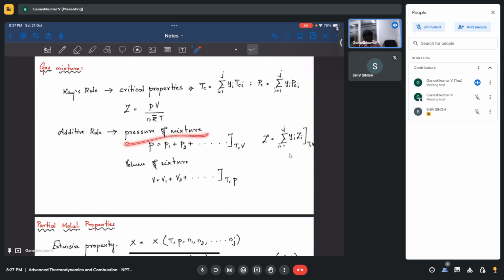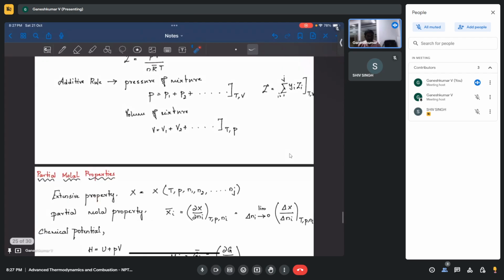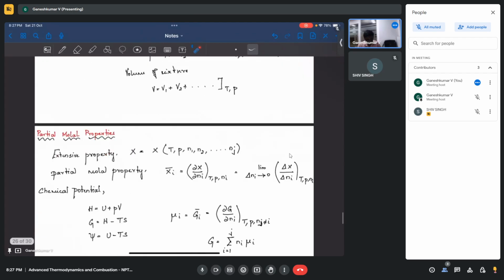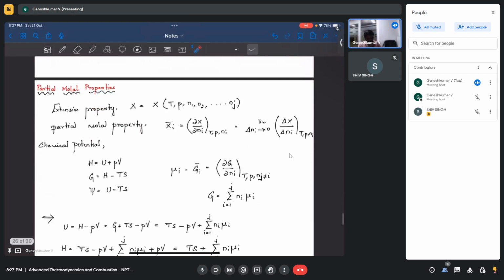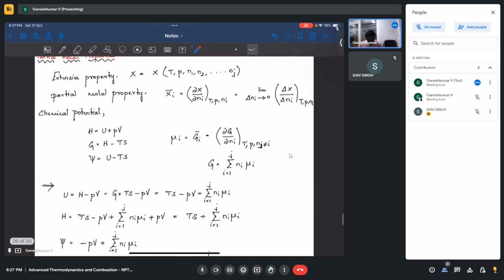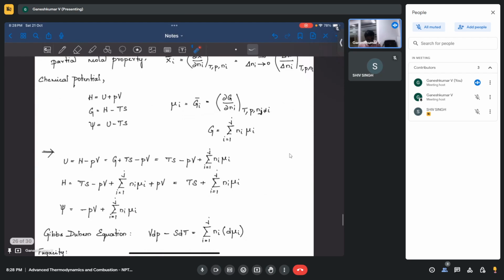Usually in partial pressure law we add the partial pressures of each and every component in the mixture, and we get the pressure of the gas. And so we define certain properties, partial molal properties. X can be any extensive property. If you want to define a partial molal property, you define it something like this. And then chemical potential we define as Gibbs free energy.